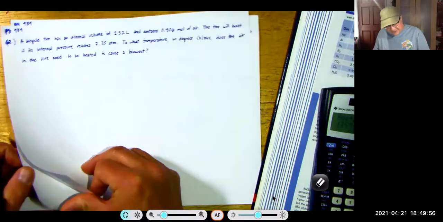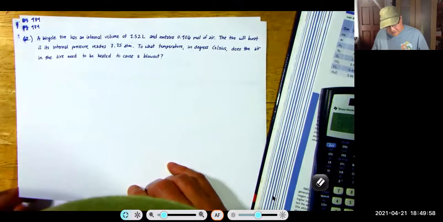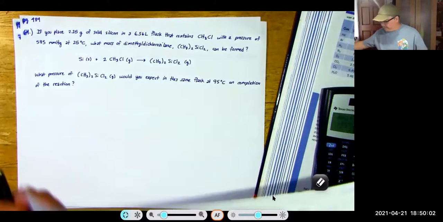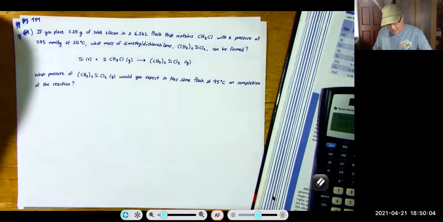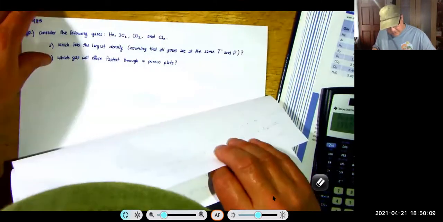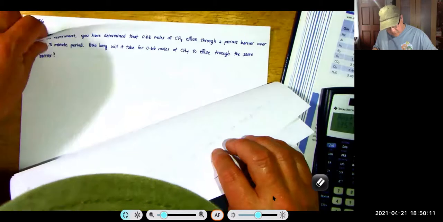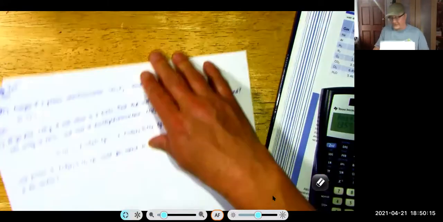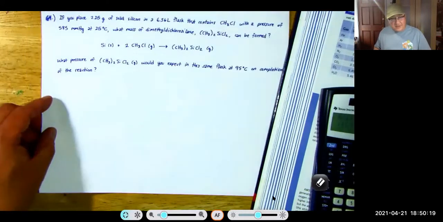Now that I see this, it says a bicycle tire. Bicycle tires do have rims, but they're not quite the way I drew it. Let's see how many more problems we have. 1, 2, 3, 4, 5, 6. So we'll do one more and then we'll call it quits. And we'll finish the rest another time.